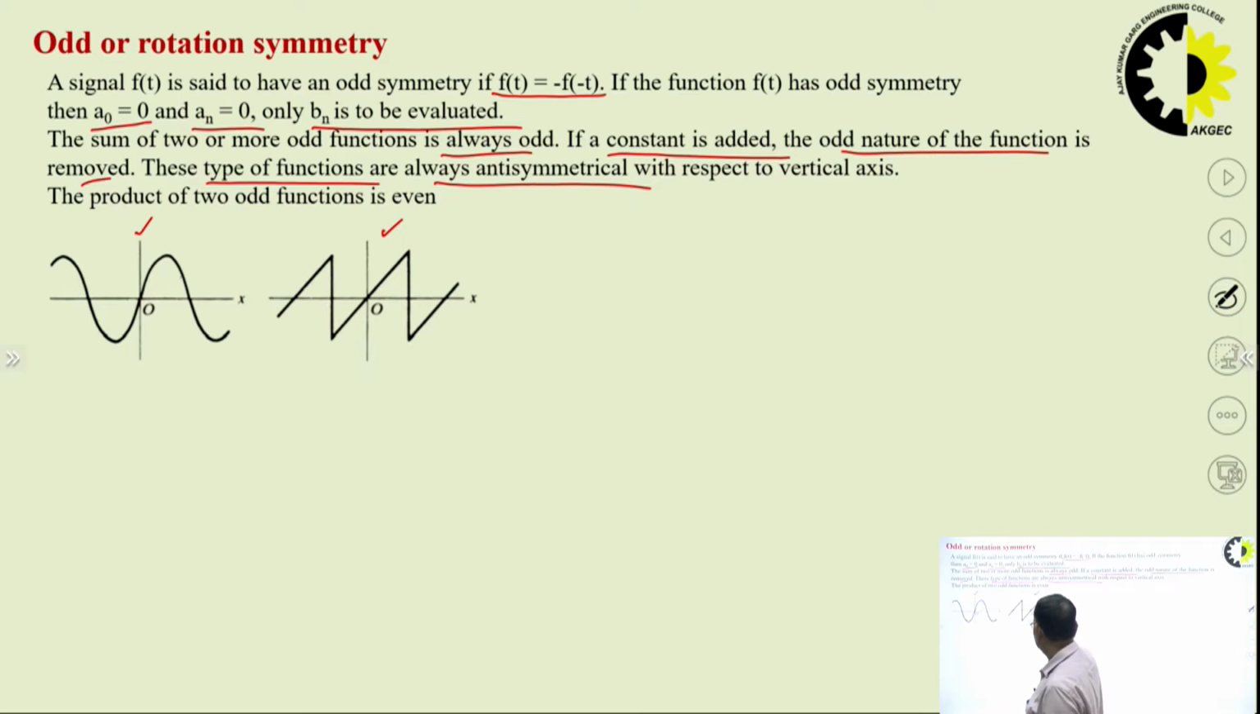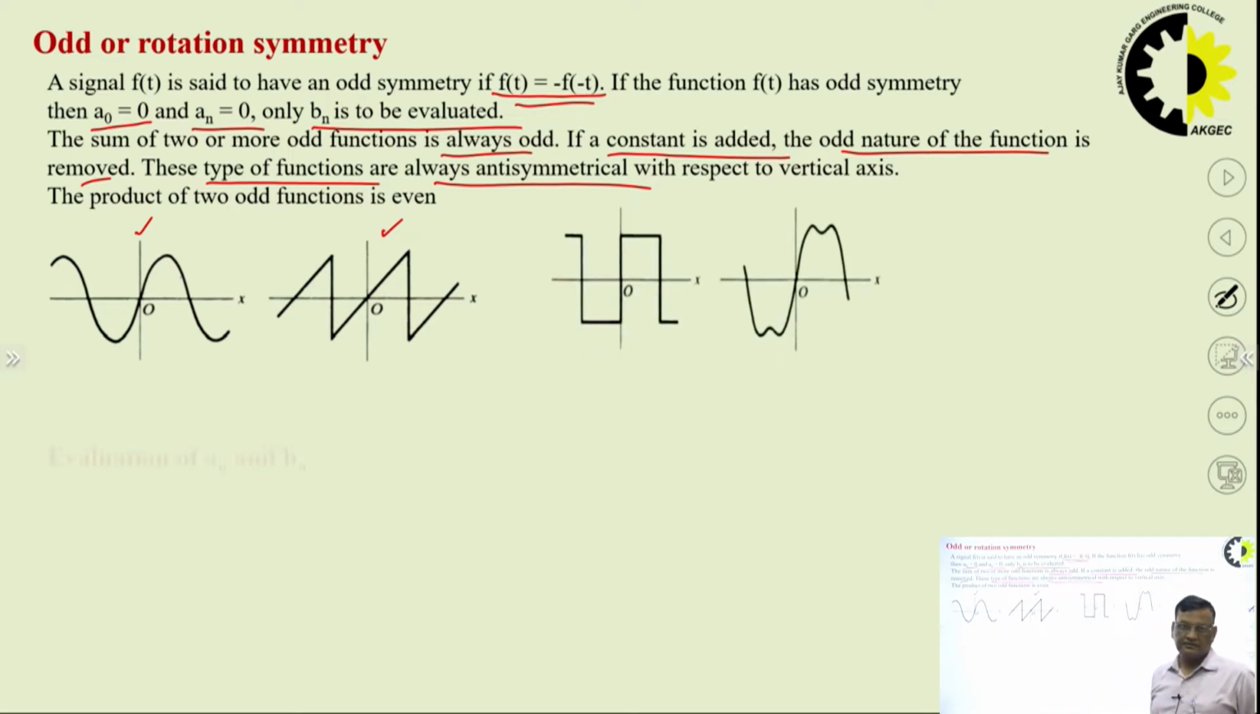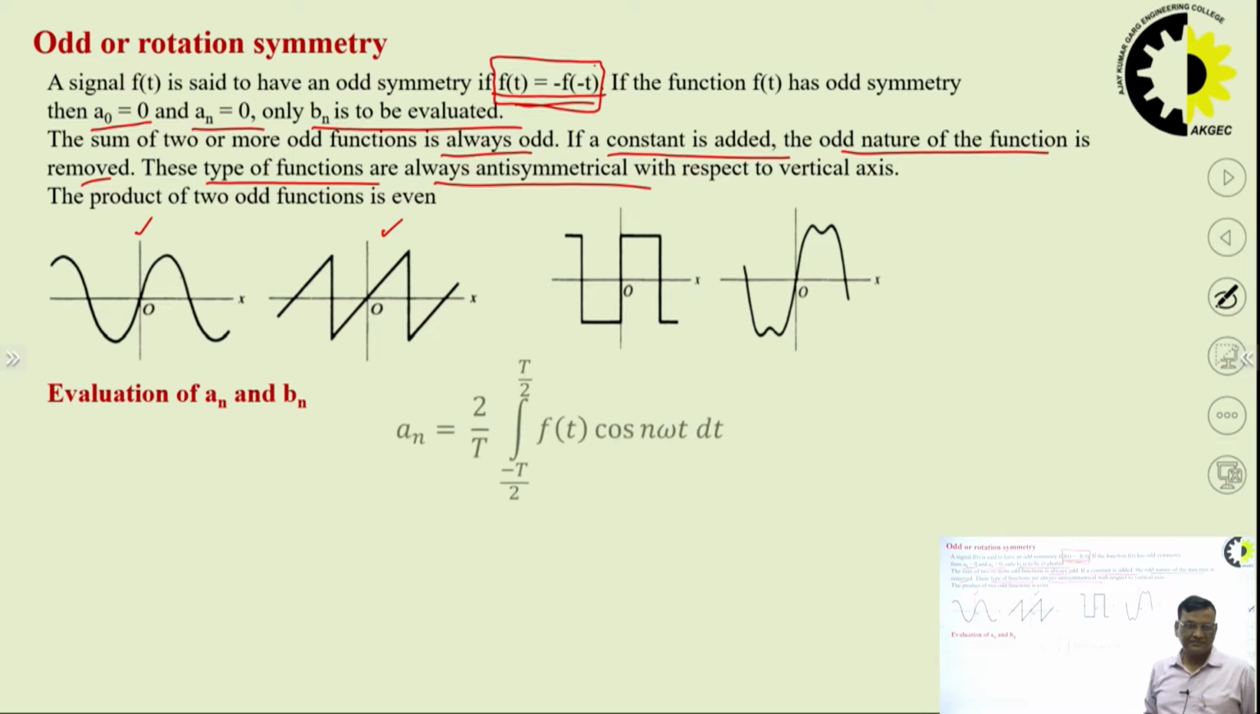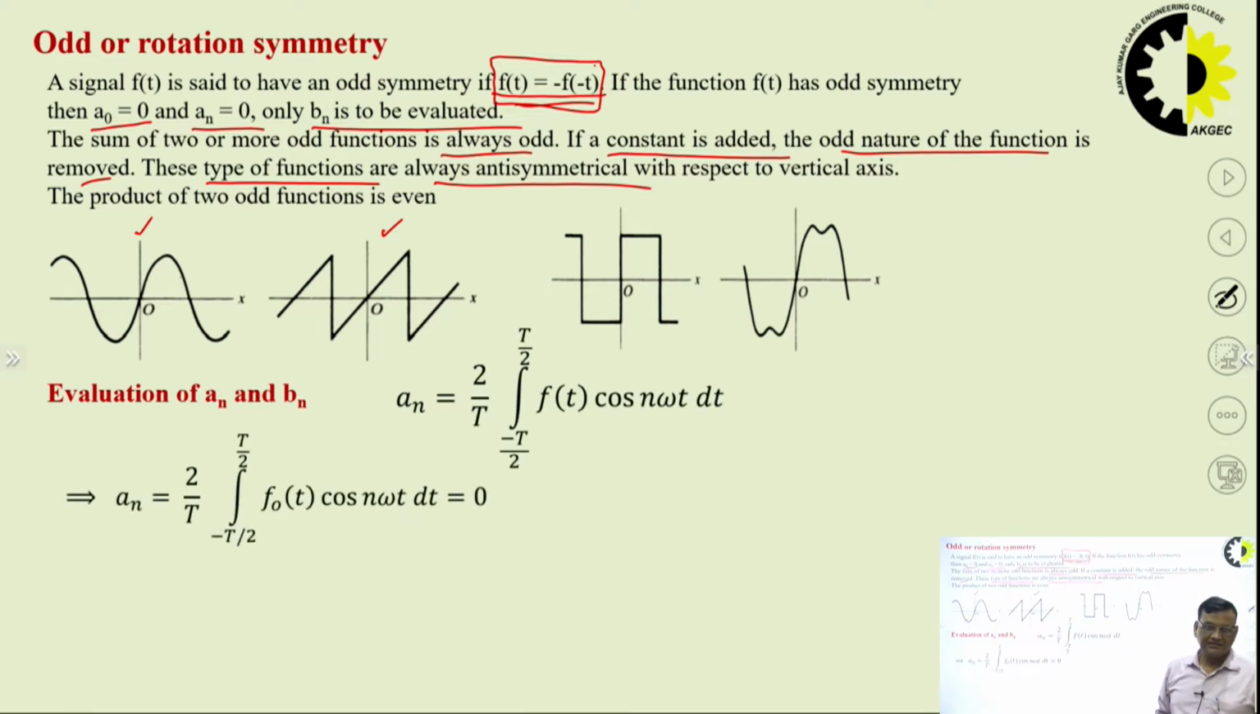So f(t) is equal to minus f(minus t). This condition we can check. These 4 examples help us understand whether the function has odd symmetry or not. Just check with this expression. Suppose in the evaluation of An and Bn, An is 0 and A0 is 0.